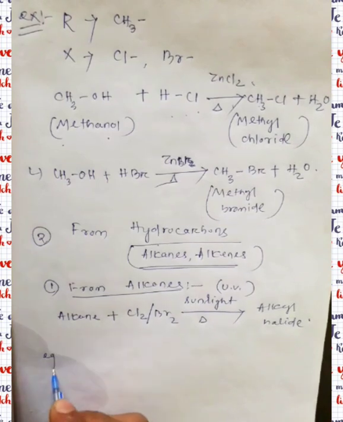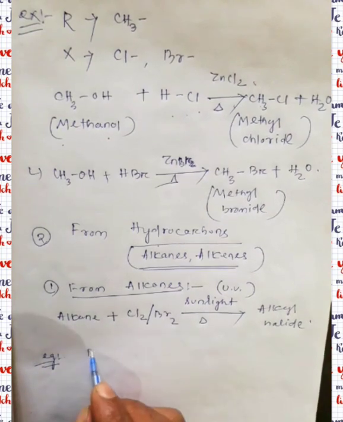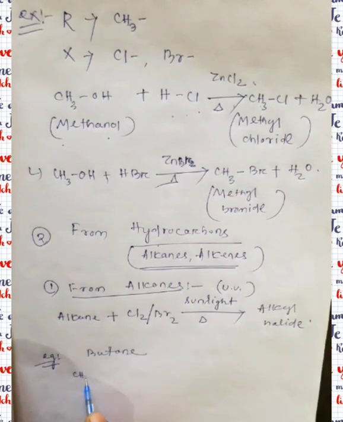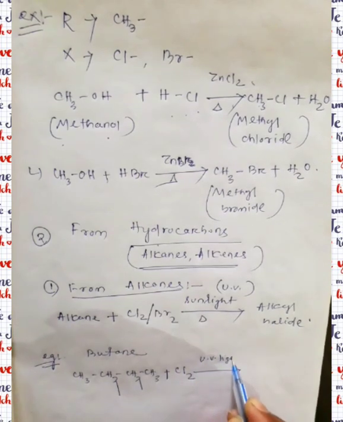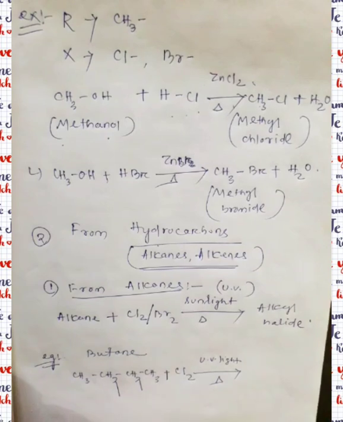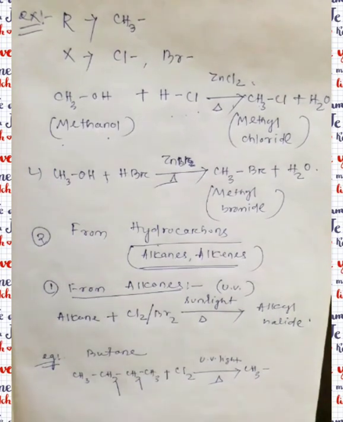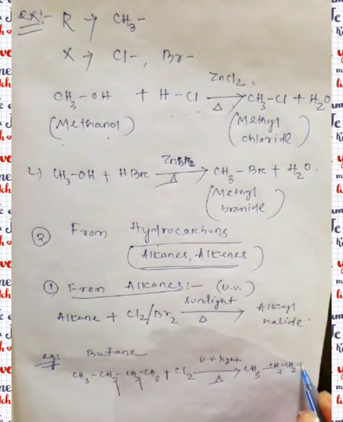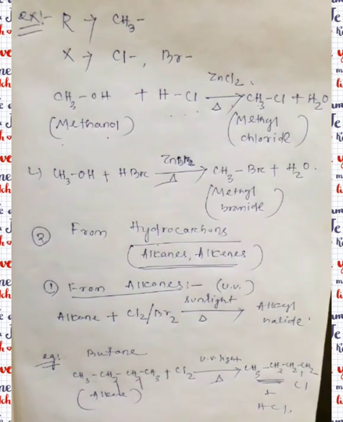So you can take an example of this reaction. I am taking an example of butane, means CH3CH2CH2CH3 plus chlorine in presence of UV light, then it forms CH3CH2CH2CH2Cl plus with the release of HCl. This is alkane and this is alkyl halide.